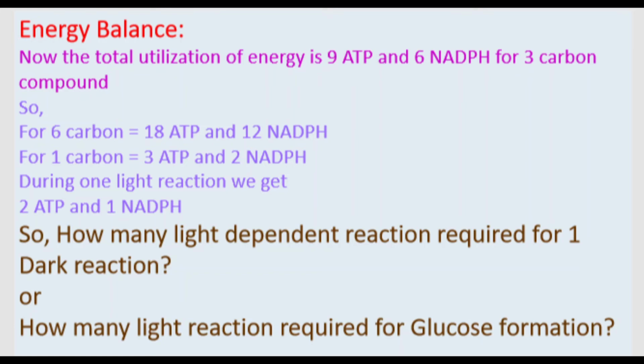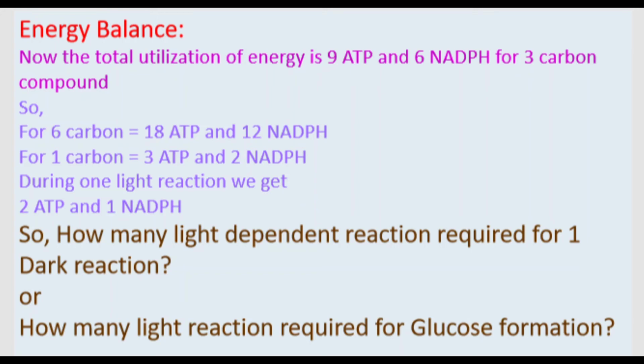Now for the 6 carbon compound, it is 9 ATP and 6 NADPH for a 3 carbon compound. Now the 6 carbon compound needs 18 ATPs and 12 NADPH. As we discussed, the 6 carbon compound requires 18 ATP molecules and 12 NADPH, and for 1 carbon, as we calculated, 3 ATP molecules and 2 NADPH molecules are required during one light dependent reaction.